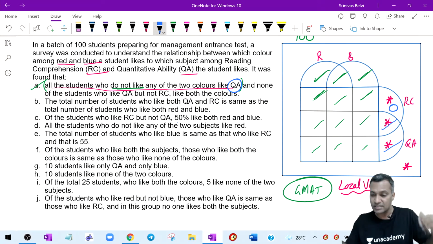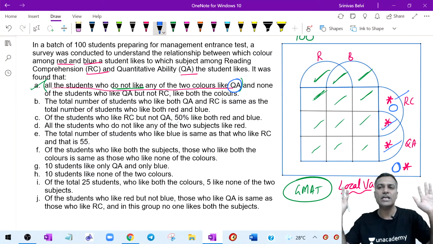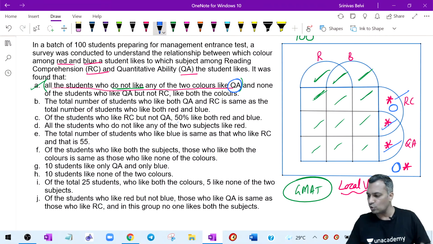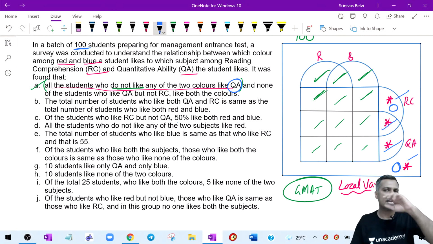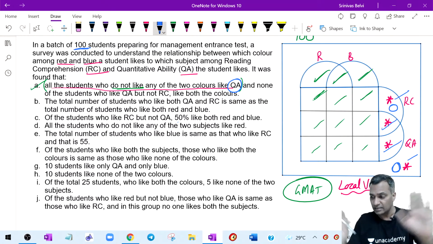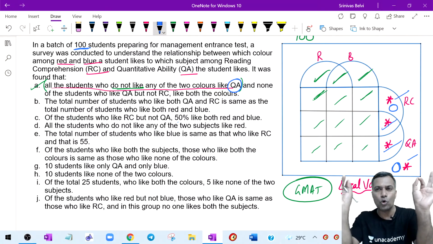Is there a QA in this? Yes. All right, now is there a QA in this star here? 0. That is the meaning of the first statement. First statement, they are trying to tell me that nobody likes only RC, and there is no student who does not like any subject in the study. Out of 100 students, there is no one who said that I don't like any color, I don't like any subject. That is also not there. That is the meaning of the opening sentence.